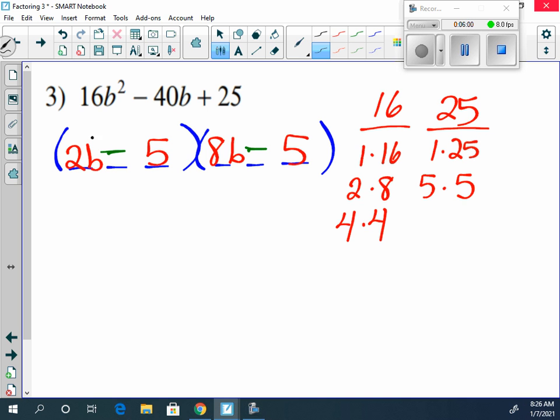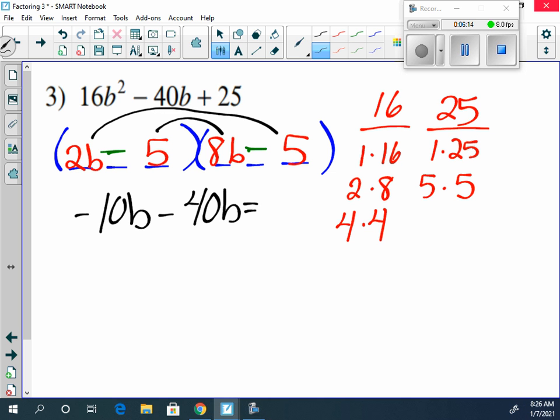And the last thing we need to do is check. 2b times negative 5 would be negative 10b. Negative 5 times 8b would be negative 40b. Well, this gives us negative 50b. Well, that's a little bit too big for what we want. But we can't switch the 5 and 5, because if we do, we still get the same thing. Now, we could go 1 and 25, but I have a feeling 1 and 25 is not going to get us anywhere closer, because 5 and 5 is already too big.